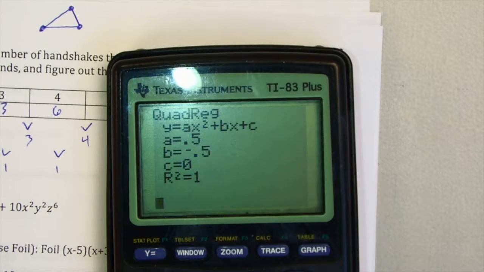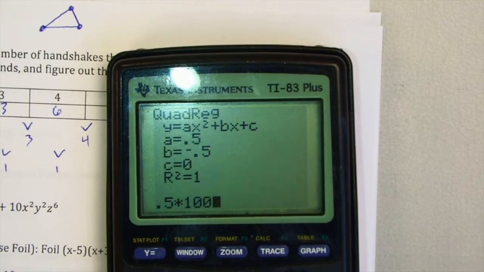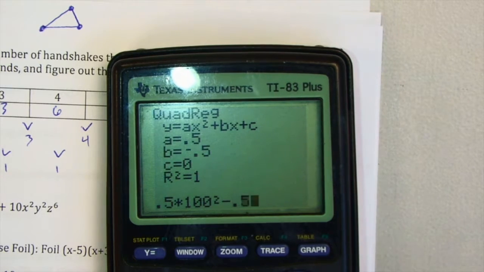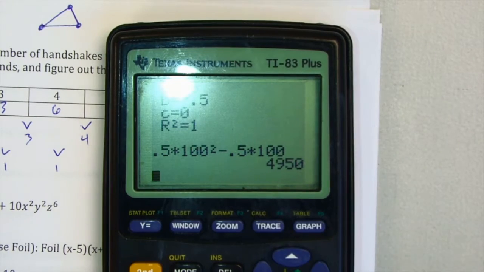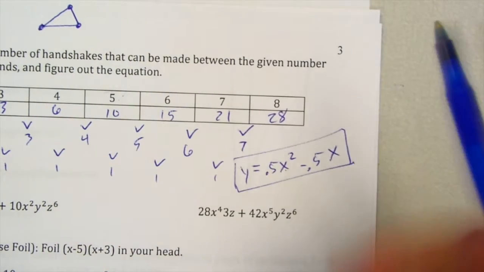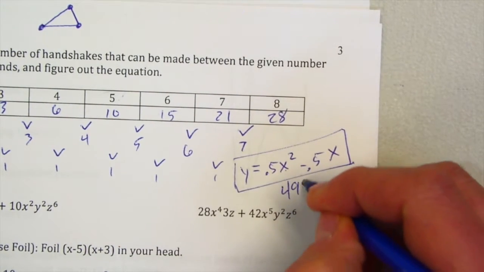So we have 0.5 times 100 squared minus 0.5 times 100, like that. Hey, it looks like there's going to be 4,950 handshakes at this party, and hopefully they all use hand sanitizer.